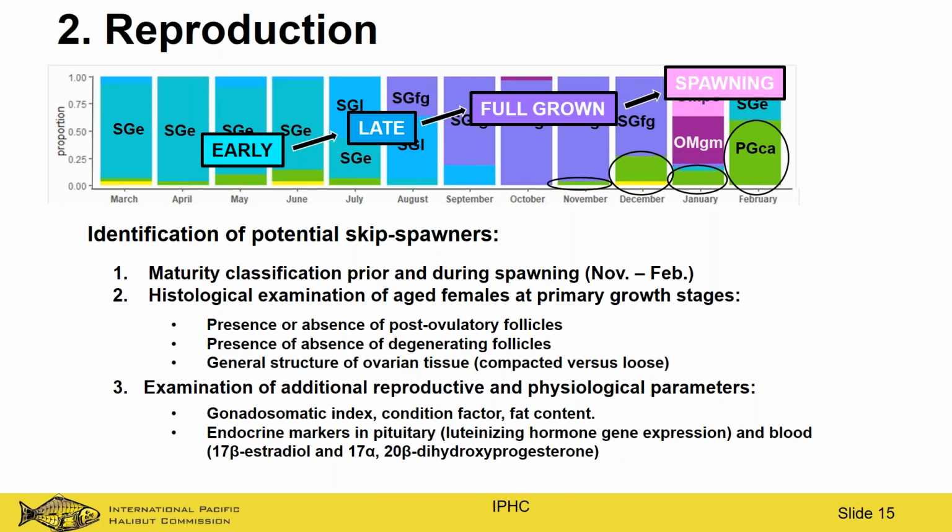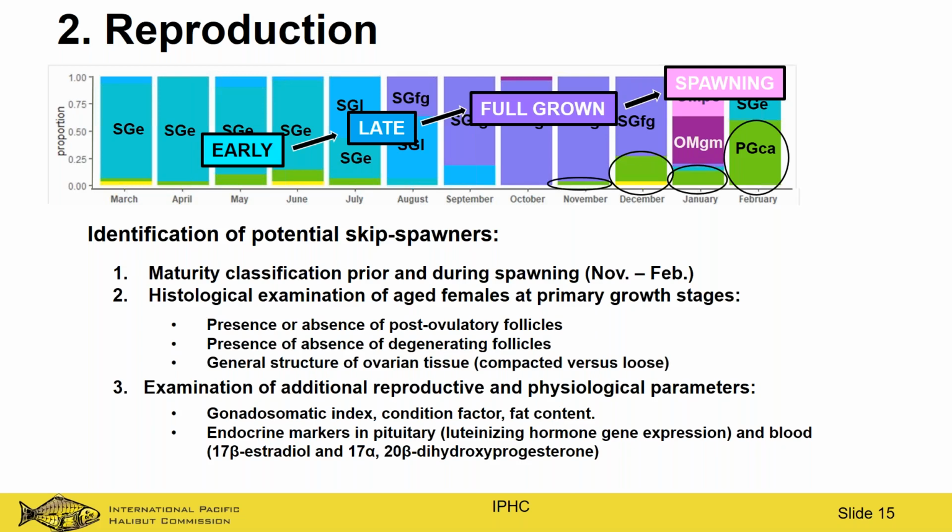In addition to that, that is just histologically. We have the capability of complementing that information with additional reproductive and physiological parameters, and that's going to be crucial for our ability to determine with a high degree of certainty whether females are skip spawning or not. That is information on the gonadosomatic index, information on condition factor, information on fat content, but probably most importantly, endocrine markers that will confirm the stage of those females. And particularly, it's the gene expression levels of luteinizing hormone, a key hormone triggering the whole reproductive process, and blood steroids, particularly estradiol and a derivative of progesterone.